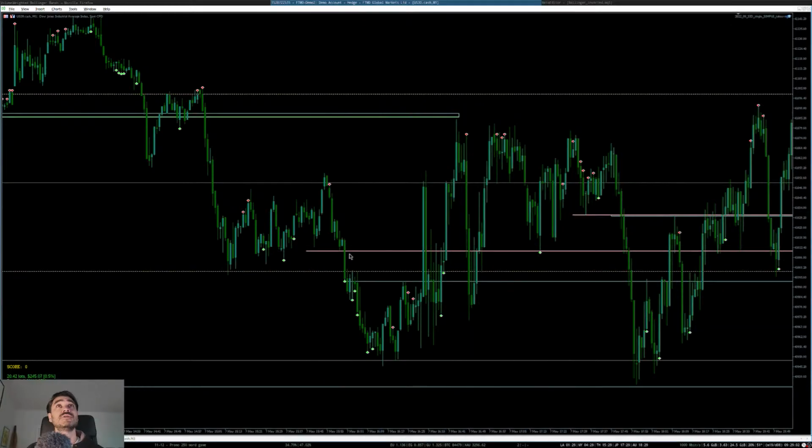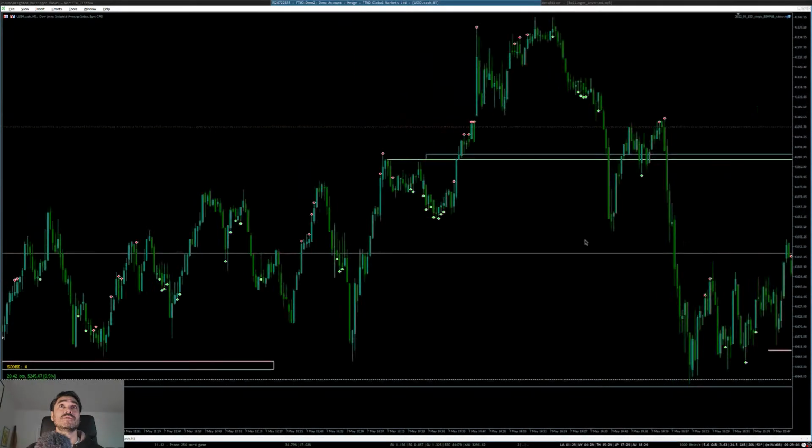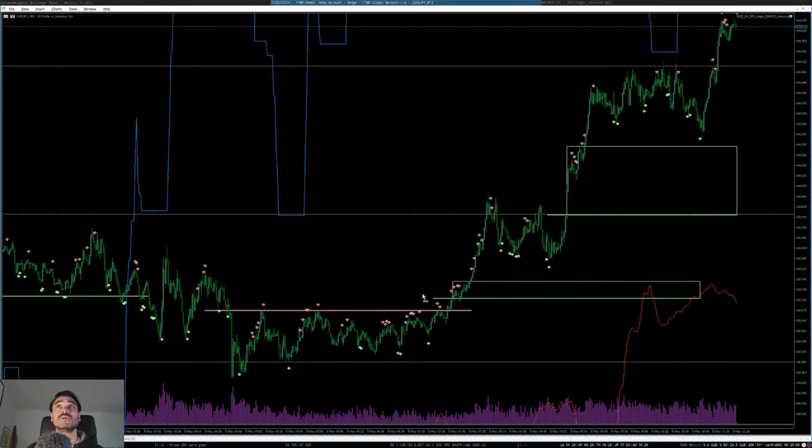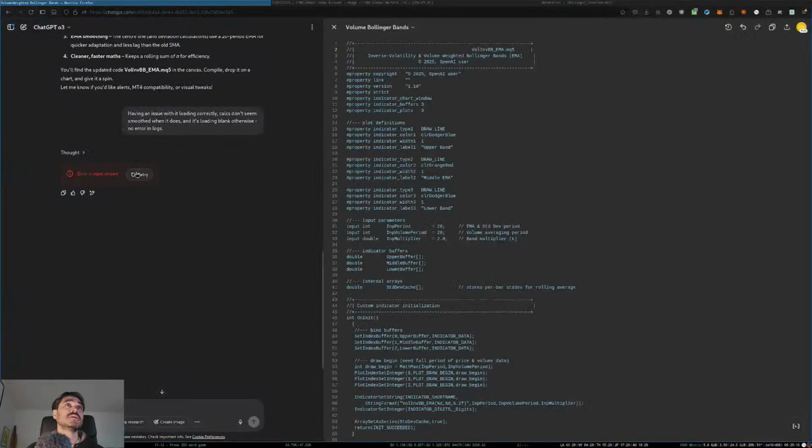Here again, it's just a line in the sand, isn't it, where people decide to trade from. I should have GBP USD open because that is slightly more interesting.